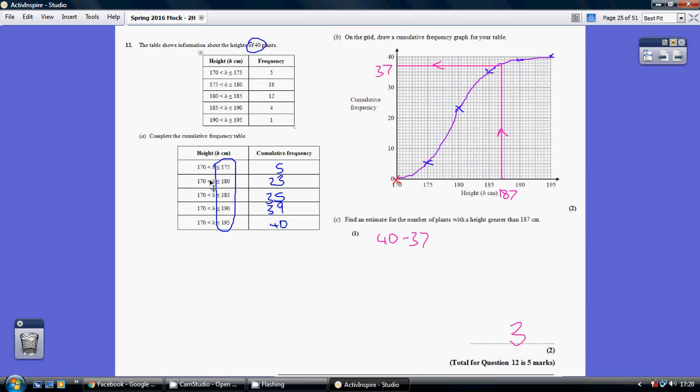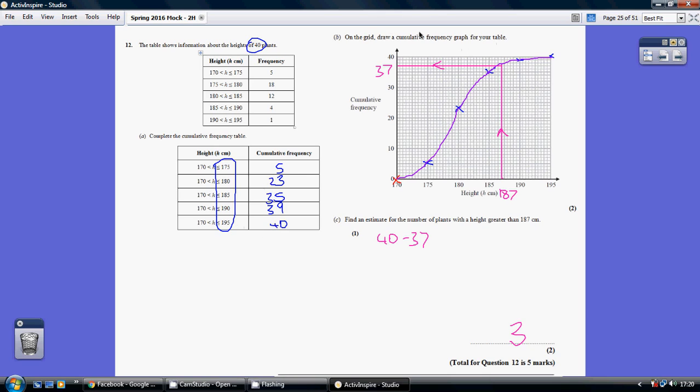How many plants have a height between 170 and 180? Well, that's all the plants which are between 170 and 175 and 175 and 180. So we add these two together, 5 and 18 to give us 23, and so on. How many plants are between 170 and 185? Well, it's these, and these. So we add 5 to 18 and 12 to get our 35, and so on. So cumulative frequency is a running total. Easy marks. Cumulative frequency, running total.